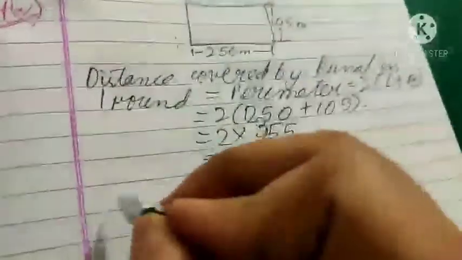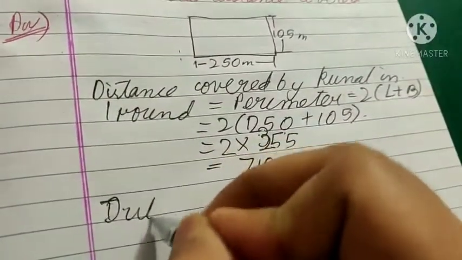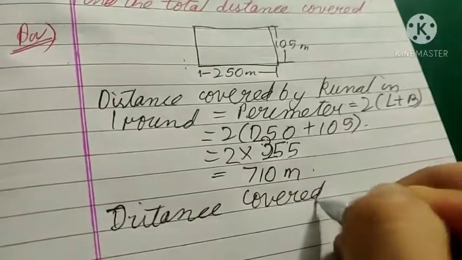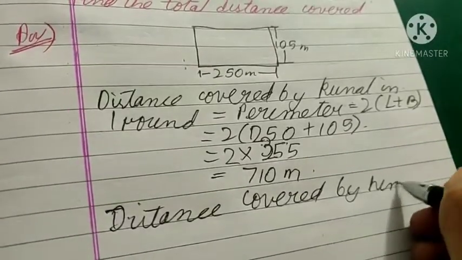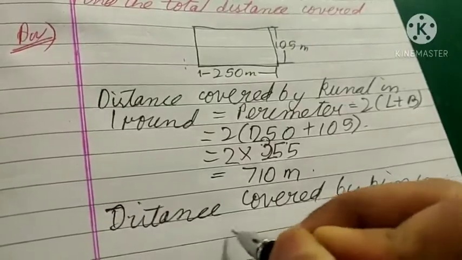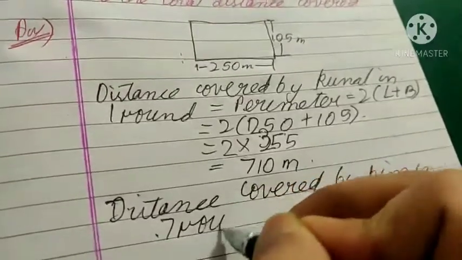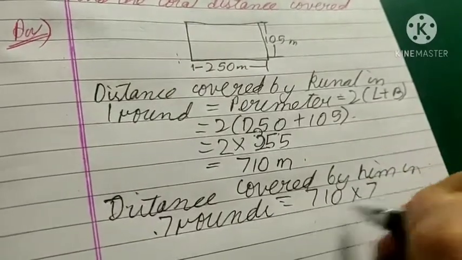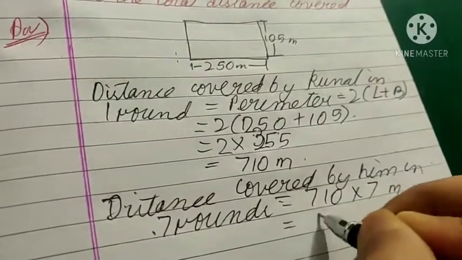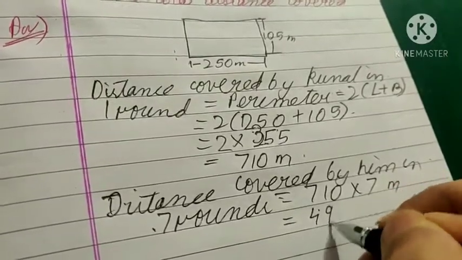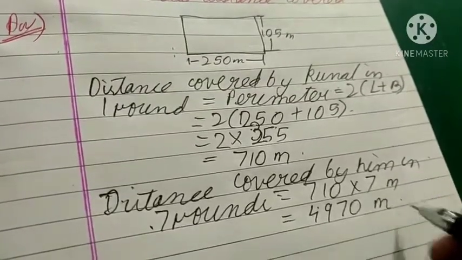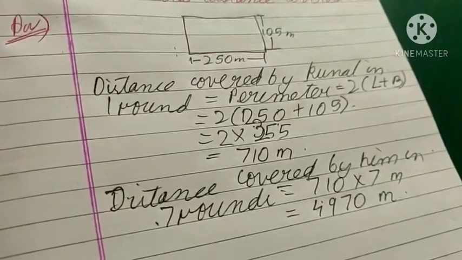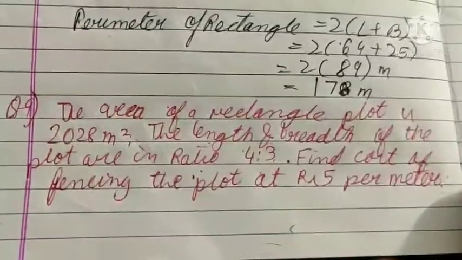So he takes 7 rounds. The distance covered by him in 7 rounds will be 710 into 7 meters, that is 4970 meters. Okay, this is the distance covered by Kunal in 7 rounds. This is the next question for the exercise.